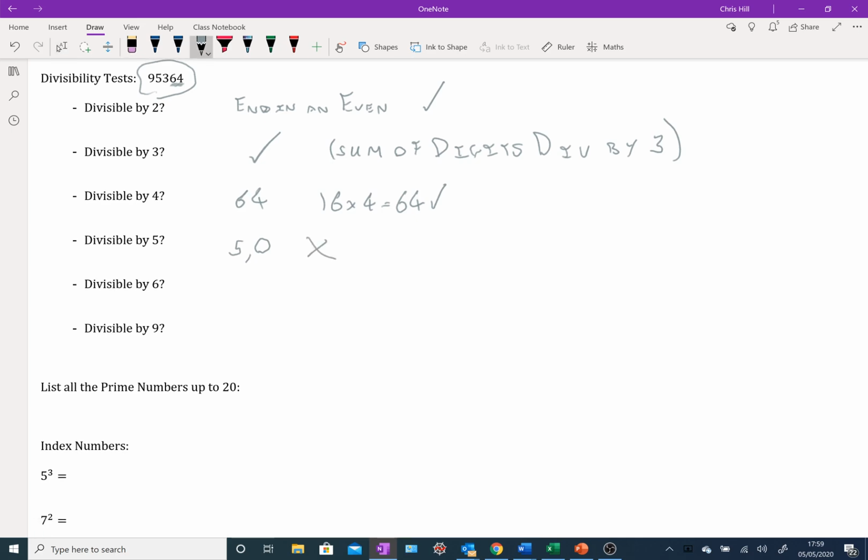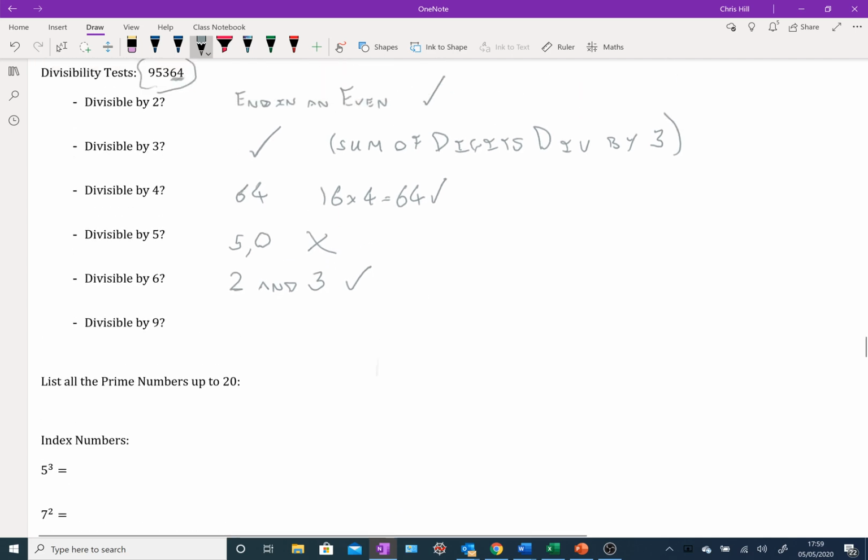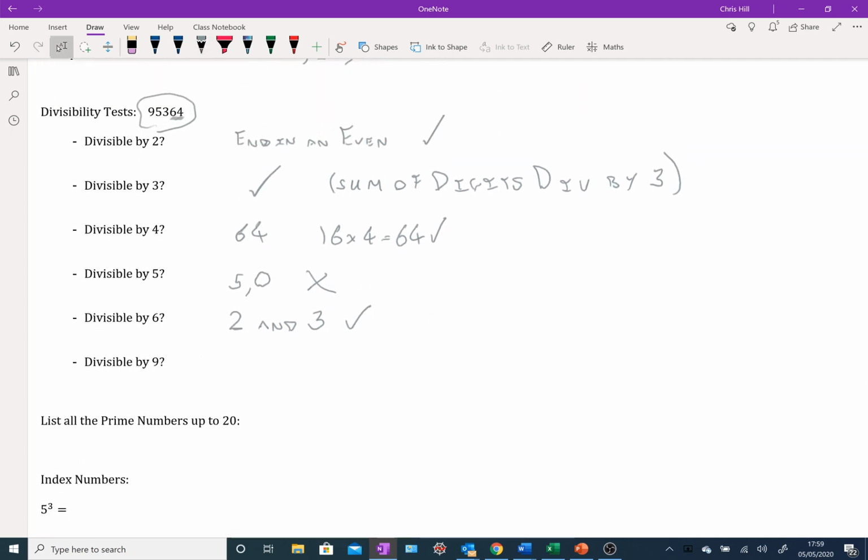In this case, yes, because the test is if it's divisible by 2, which we know it is, and it's divisible by 3. If it's divisible by both 2 and 3, it's divisible by 6. Okay. Last test that we're going to talk about is divisible by 9.